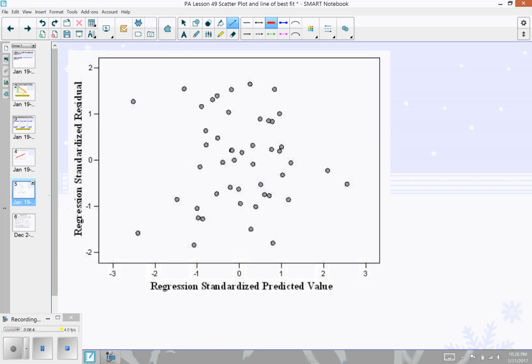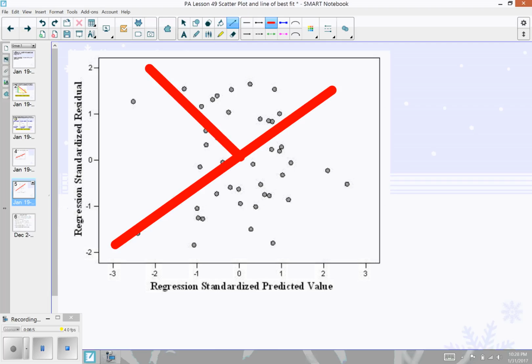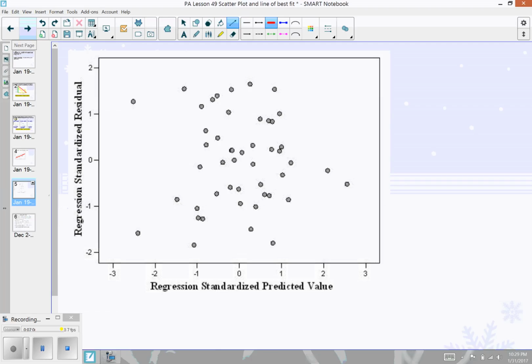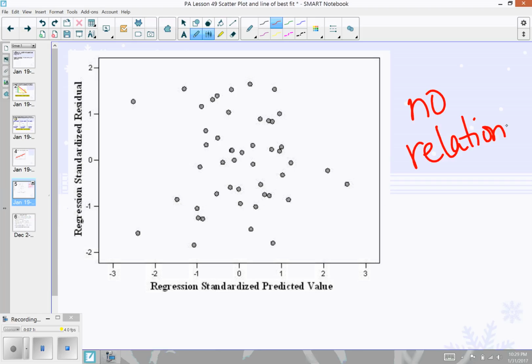Well, as you can see, we can't really cluster it together. It's just randomly scattered all over, and we can't draw a line. If I go up, that doesn't seem to represent the line. If I go down, that doesn't seem to represent it. In fact, what we have is a giant X, and in that case, we would say it has no relationship. Again, there doesn't seem to be any strong connection between our X and our Y data.